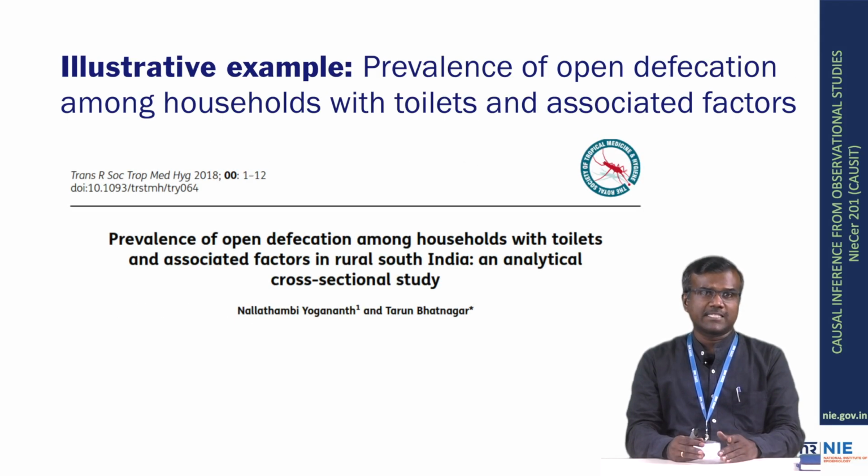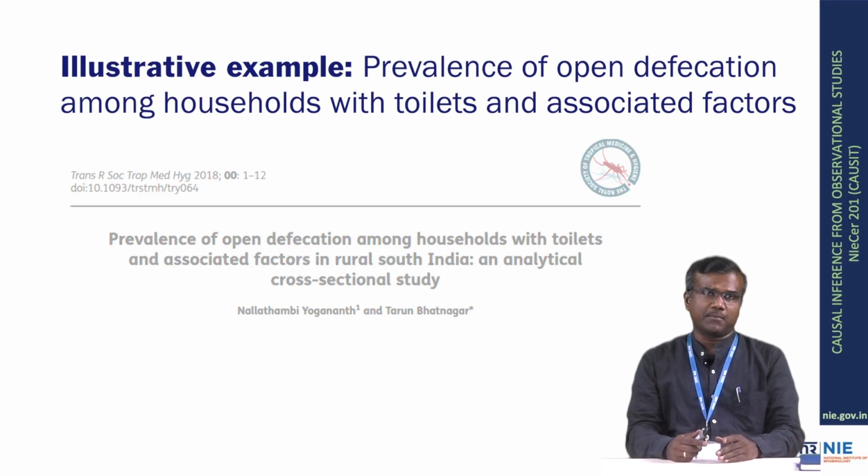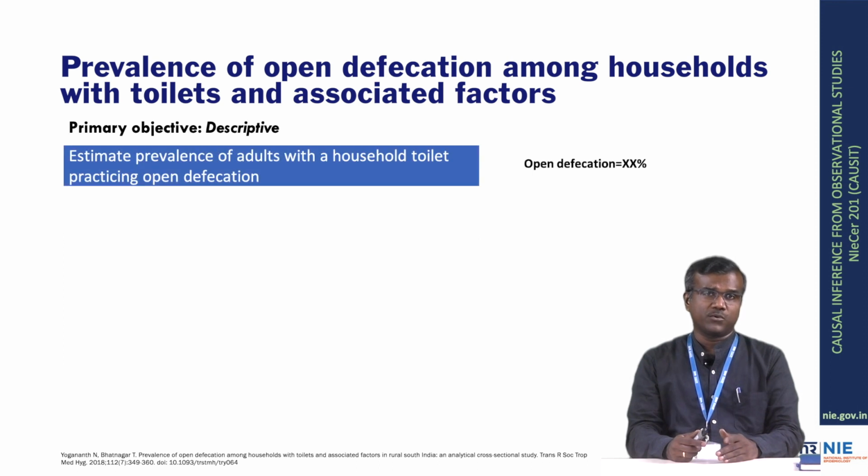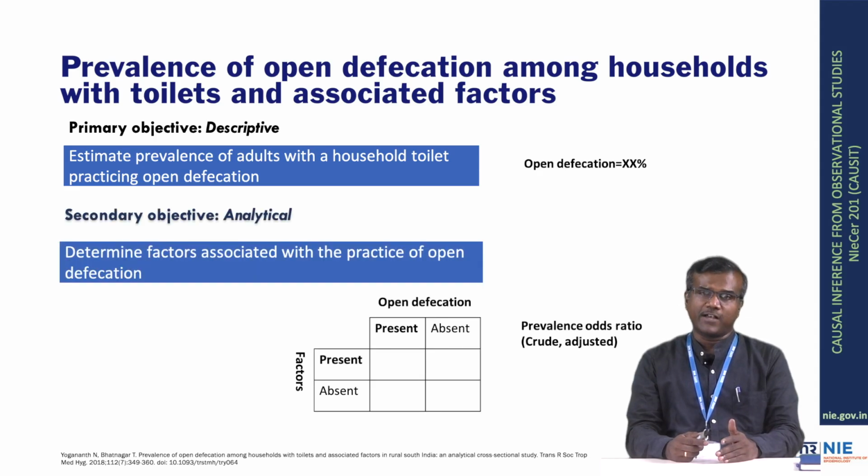You may refer to this example from an analytical cross-sectional study done by Yoganand and Bhatnagar. Their primary objective was to estimate prevalence of open defecation among adults having a household toilet. The sample size calculated was meant to answer this particular objective. In this study, they estimated prevalence of open defecation despite having a toilet in the household to be 55%. They also had a secondary objective to determine factors associated with the practice of open defecation in this setting.